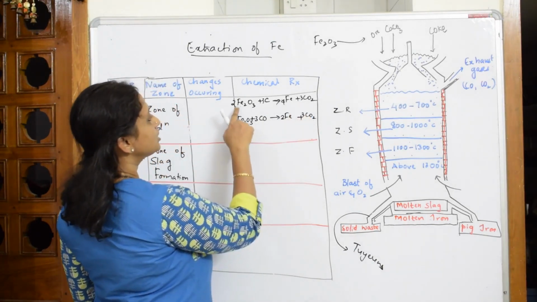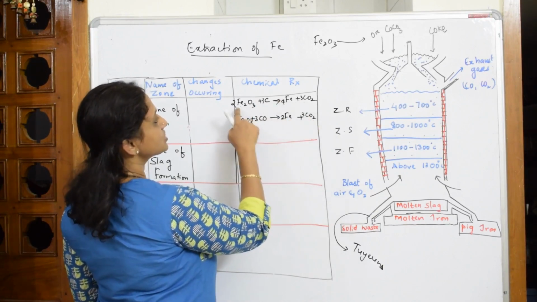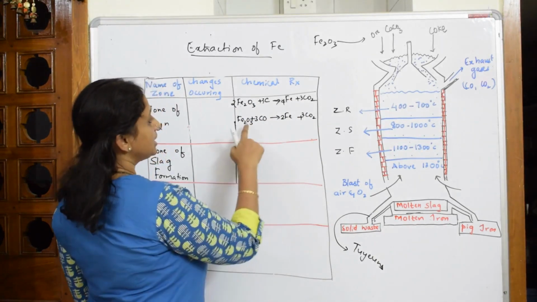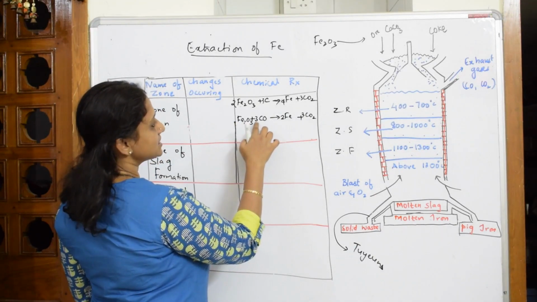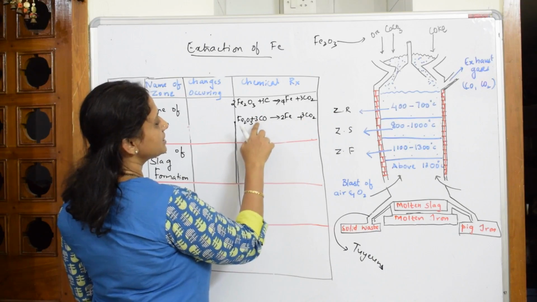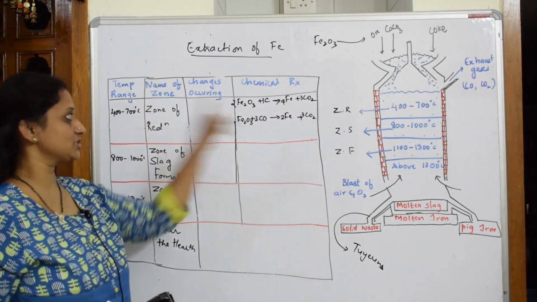Let us count here: 2 to the 4, 4 iron. Here 3 carbons, 3 carbons. Here 3 to the 6 oxygen, 6 oxygens balanced. In this reaction, 2 iron, 2 iron. Oxygens are 3 plus 3, 6; here 3 to the 6. Carbon is 3, here 3. Done. So in your first process, the zone of reduction, this is going to happen.